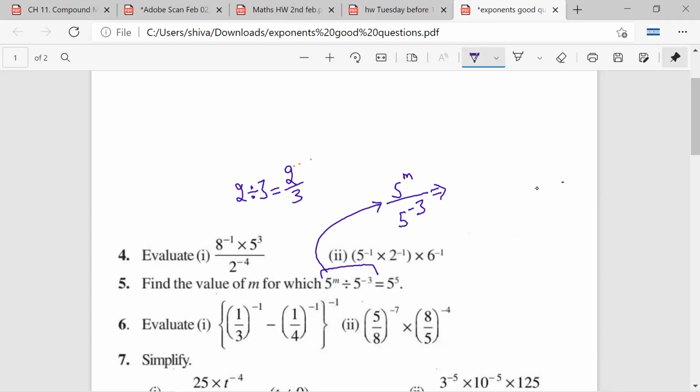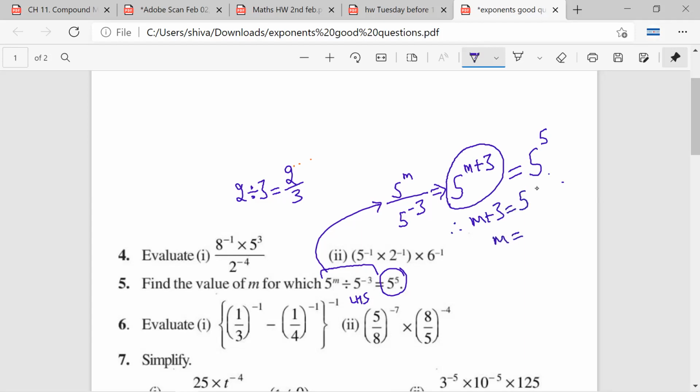And I see the left hand side. This is the left hand side. I see the left hand side can be written as 5 raised to power m plus 3. Aishwarya ji, any doubt? No, sir. And this is what the left hand side is equal to. And this is equal to the right hand side. Any doubt? No, sir.